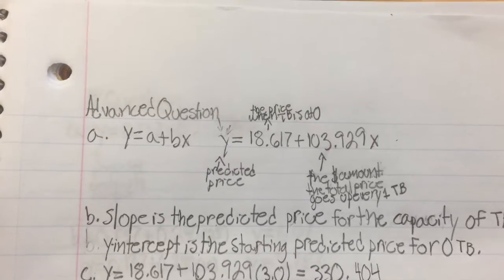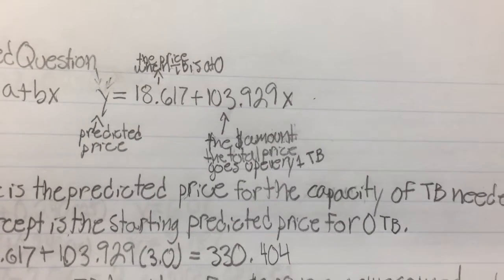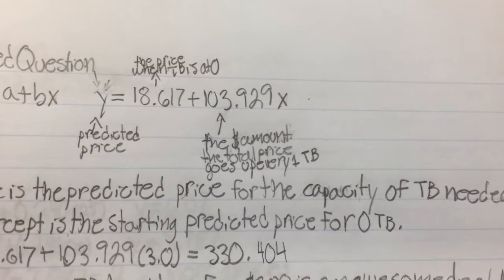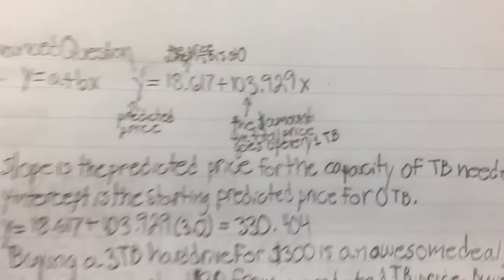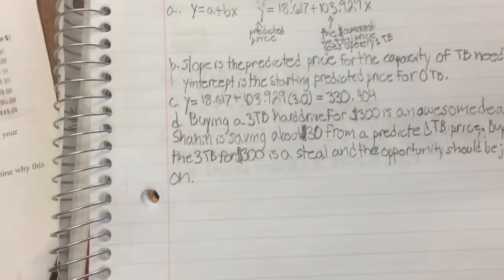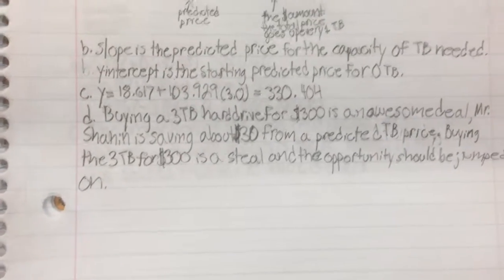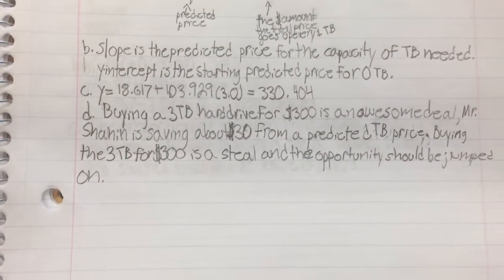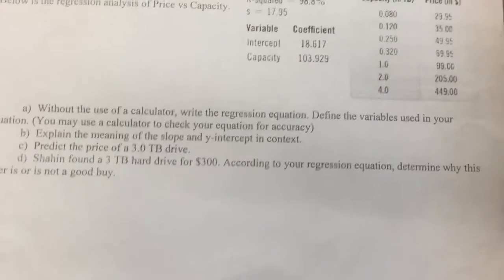18.617 is the price when terabytes are at 0, so it's the intercept. And the 103.929 is the dollar amount, or total price, that goes up every 1 terabyte. So, for part B, explain the meaning of the slope and y-intercept in context. So, the slope is the predicted price for the capacity of terabytes needed, and the y-intercept is the starting predicted price for 0 terabytes.